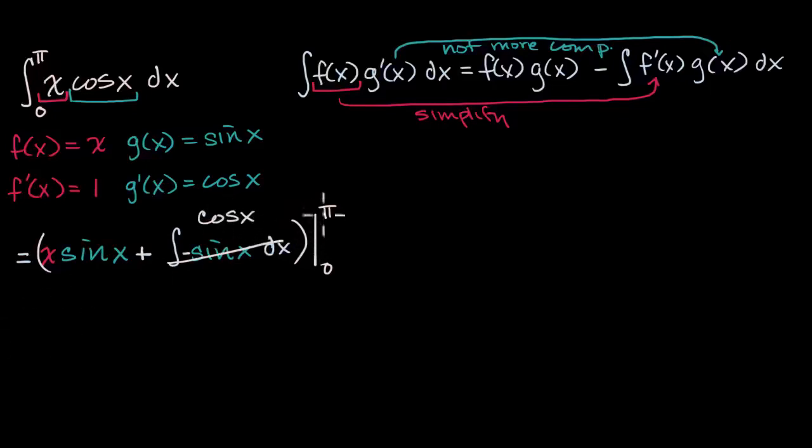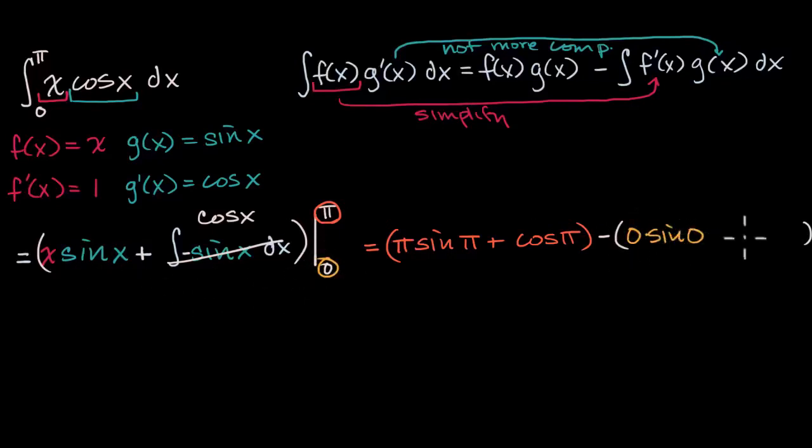And now we just have to evaluate it at the endpoints. So let's first evaluate this whole thing at pi. So this is going to be equal to pi sine of pi plus cosine of pi. And then from that, I'm going to subtract this whole thing evaluated at 0. So let me do 0 in a different color. At 0, it's going to be 0 times sine of 0 plus cosine of 0.